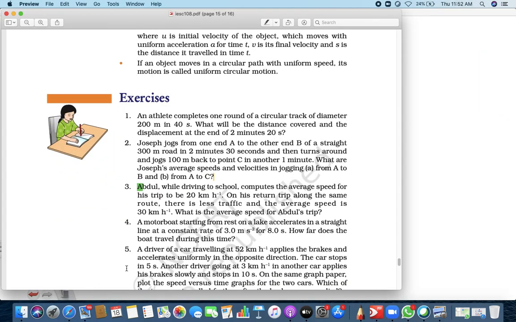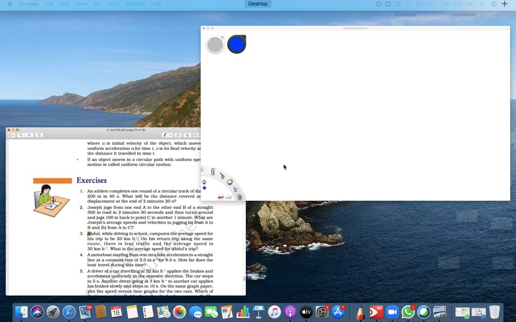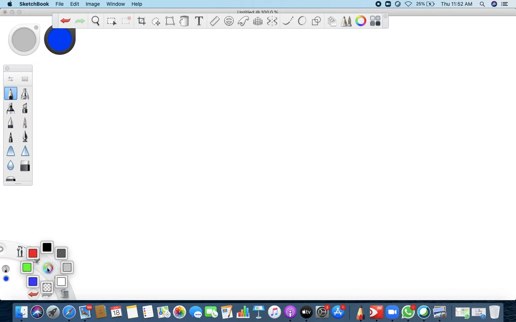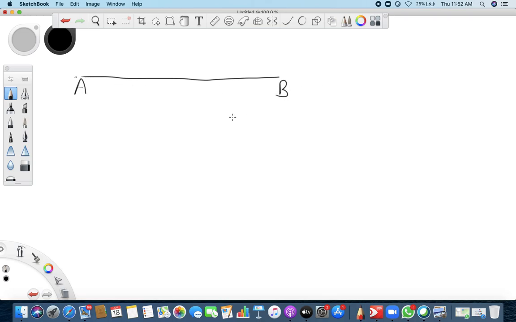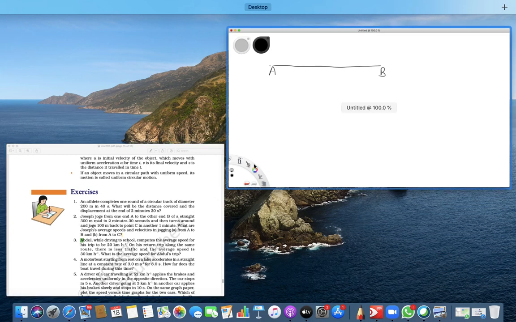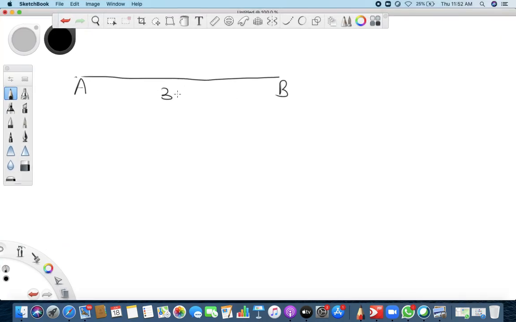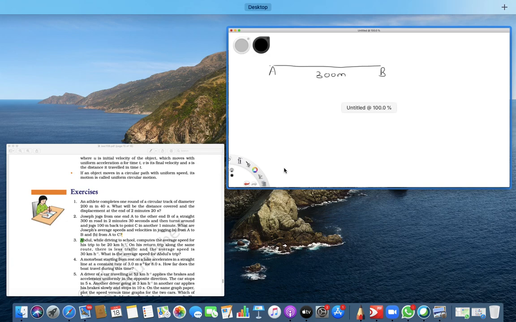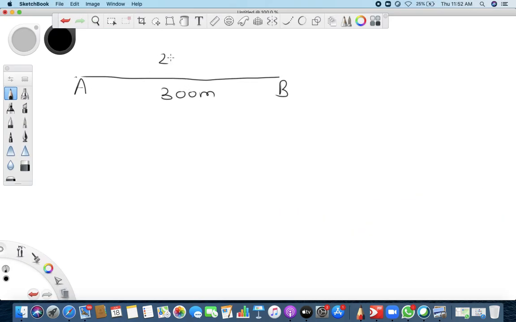Now see, Joseph jogs from one end A to another end B of a straight 300 meter road in 2 minutes 30 seconds. Okay, let us draw. So Joseph is jogging in a straight path. So this is a straight path from A to B. Okay, how much distance did he cover? It can be 300 meter. And how much time is he going to take? 2 minutes 30 seconds.